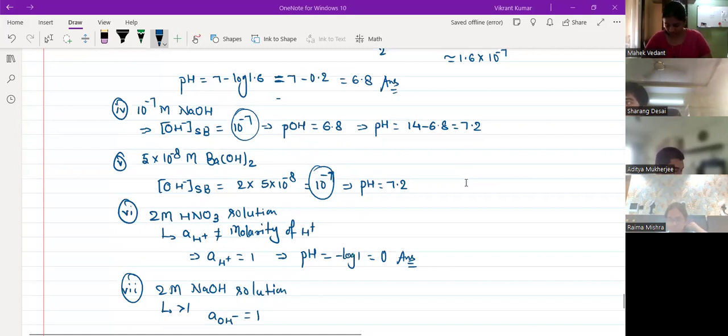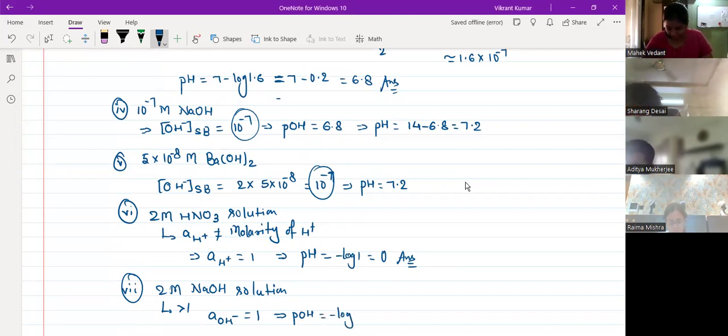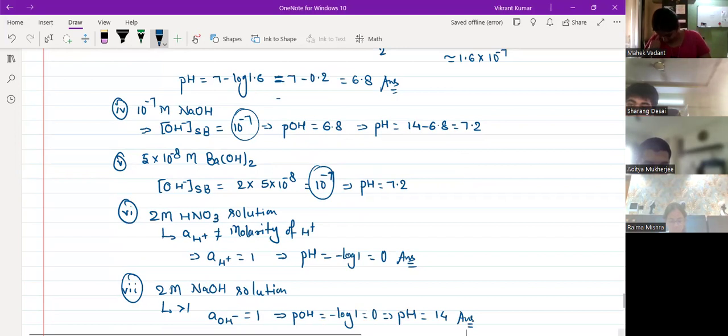6 and 7 was when the concentration becomes more than 1, then activity, if nothing is given, we are taking 1. And that's why, in this seventh question, we'll say pOH will be minus log of 1, that is 0. That's why pH will become 14. And 14 minus 0 is 14. Any doubt up to this point?